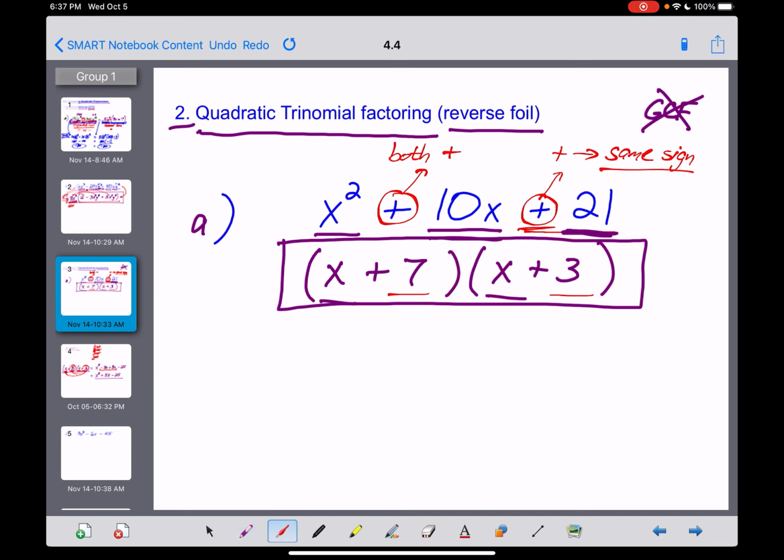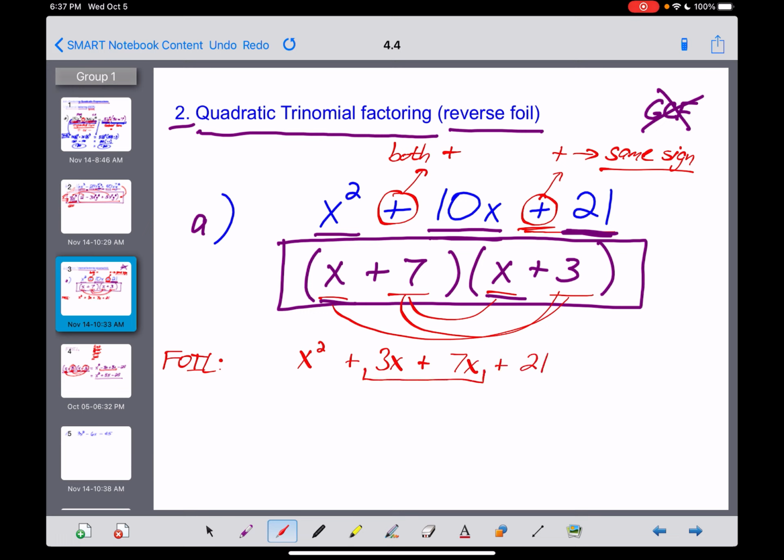I'm going to go ahead and box it up, but just for fun, I'm going to check that with FOIL to make sure we got it right. First product, x times x is x squared. Outer product, x times 3 is a plus 3x. Inner product, 7 times x is a plus 7x. And the last product, here times here, 7 times 3 is 21.